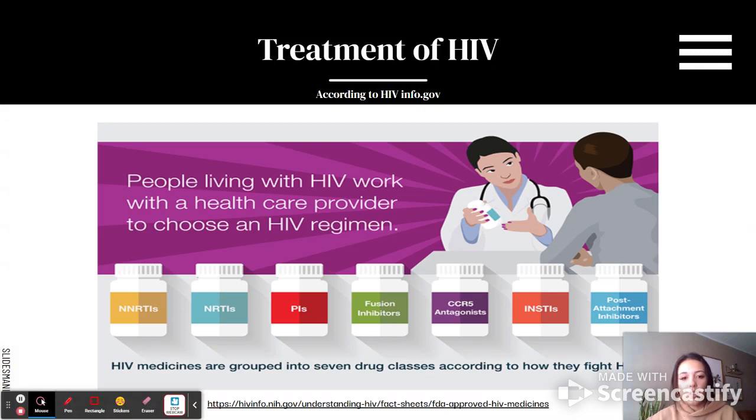So this is just a diagram showing the different subtypes of medications that are out there to treat HIV. And the link below is one that I used a lot for this research. I highly suggest it if you want to know anything more about HIV, because it goes into great detail. So I would check that out if you are interested.